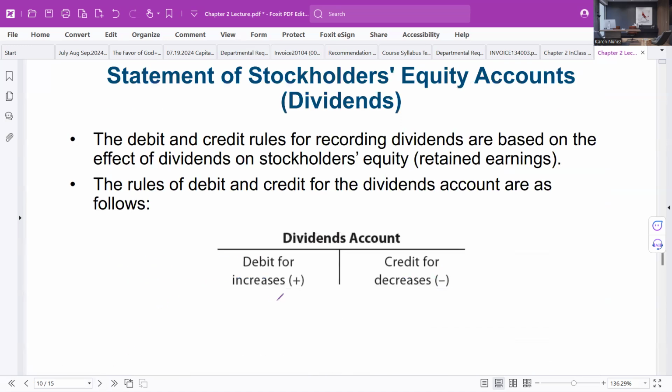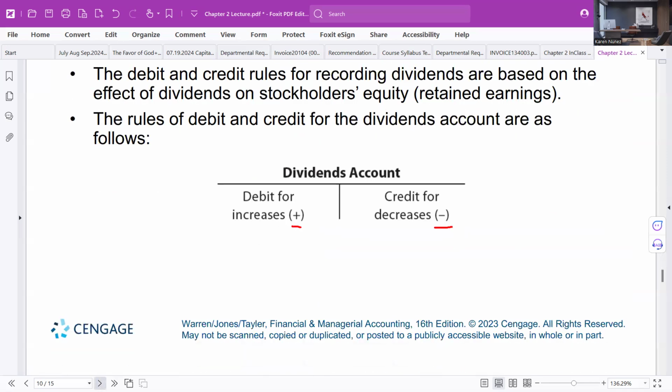Remember, the dividends account decreases equity. The way you decrease equity is, of course, by debiting it. So if we want to increase our dividends, we're going to do it with a debit, and to decrease our dividends, we'll do it with a credit. So those are the basic debit and credit rules for the assets, liabilities, and the equity accounts, including revenue, expenses, and dividends. Put it all together, and it kind of looks like this.